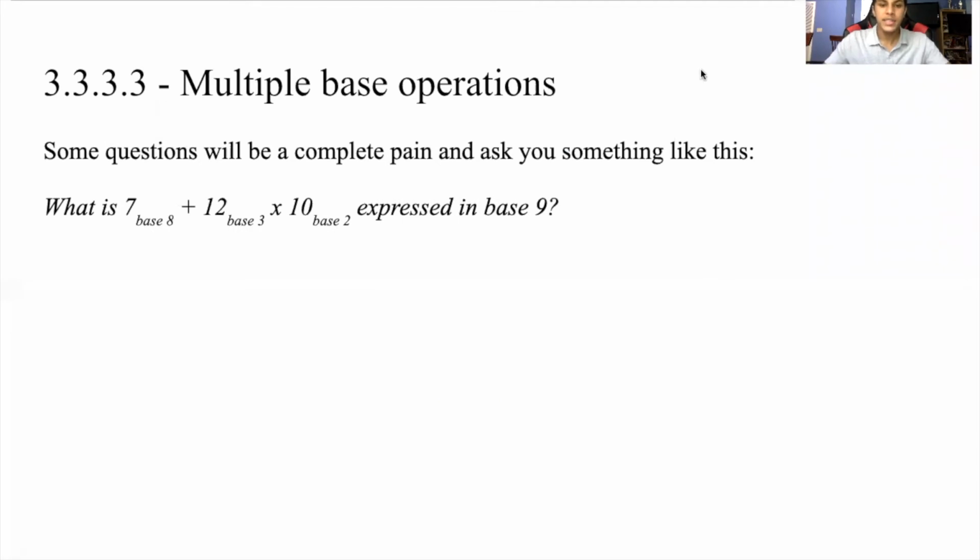All right, so next we need to talk about multiple base operations. So some questions are going to be a complete pain to do, and they're going to ask you something like the following question below. What is 7 in base 8 plus 1, 2 in base 3 plus 1, 0 in base 2 expressed in base 9? So in this question, this is really annoying because we have 4 different bases, base 8, base 3, base 2, and base 9, that we have to do conversions from, to, and operations with.